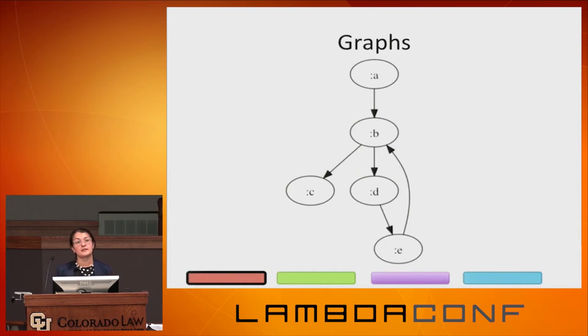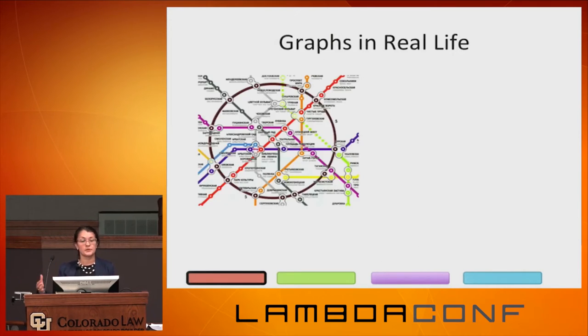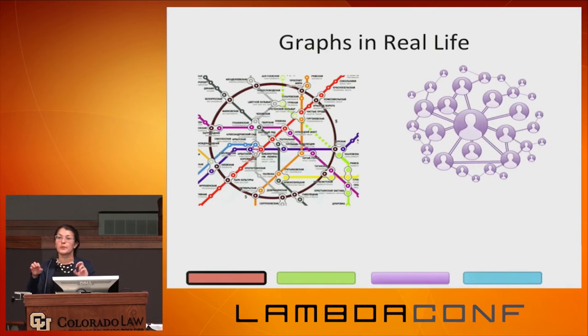And graphs are all over in real life. So we have subway maps or transportation maps where it tells us how to get from point A to point B. We can calculate distances. We can calculate the cost. There are social network graphs, so you can figure out how information gets propagated from one person to another, what types of cliques get formed, how people get to know each other, and so on.